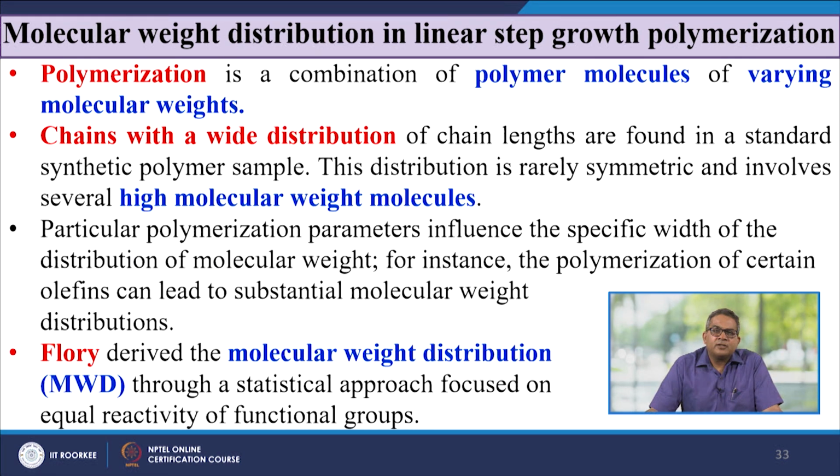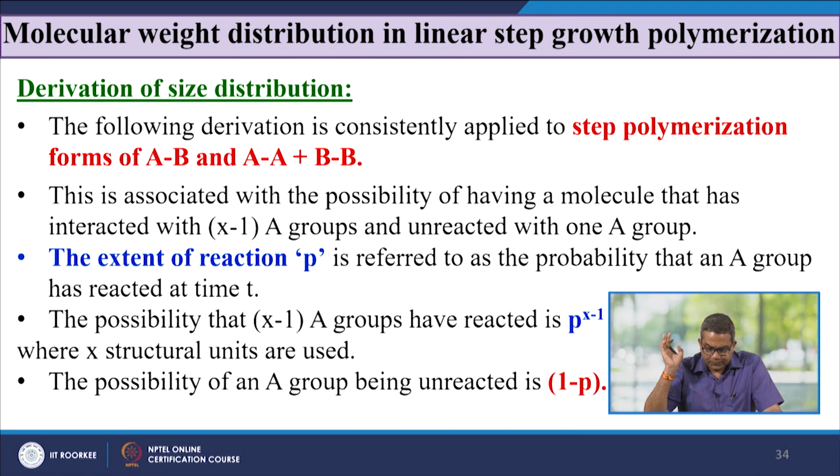Now polymerization produces a combination of polymer molecules of varying molecular weight. Chains with a wide distribution of chain lengths are found in a standard synthetic polymer sample. The distribution is rarely symmetric and involves several high molecular weight molecules. Particular polymerization parameters influence the specific width of the molecular weight distribution. For instance, the polymerization of certain olefins can lead to a substantial molecular weight distribution. P.J. Flory derived the molecular weight distribution through a statistical approach focused on equal reactivity of the functional groups.